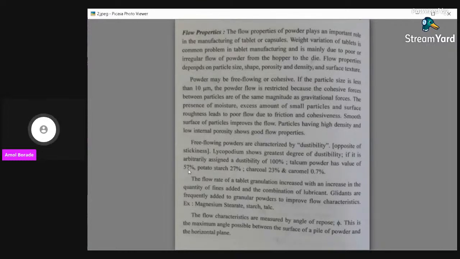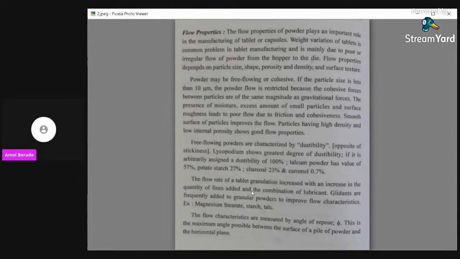Similarly, for potato starch it is only 27%. For charcoal, it is 23%. For caramel, it is 0.7%. The dustability and flowability are getting reduced. So these are the examples that we need to consider.